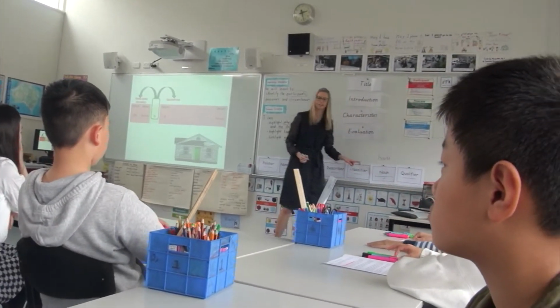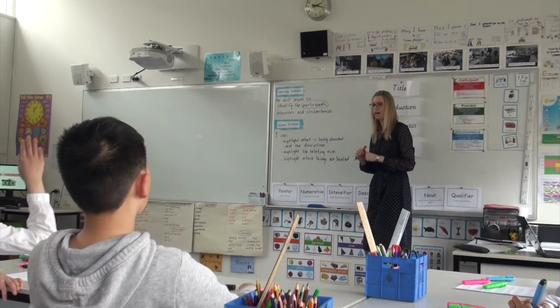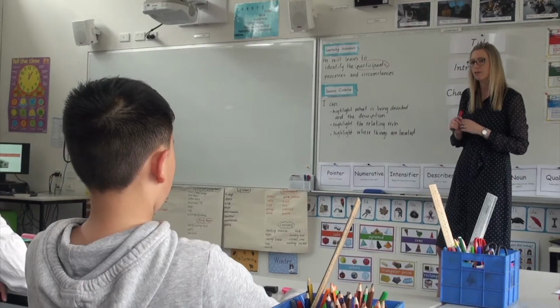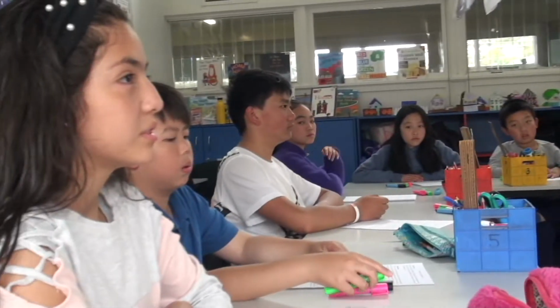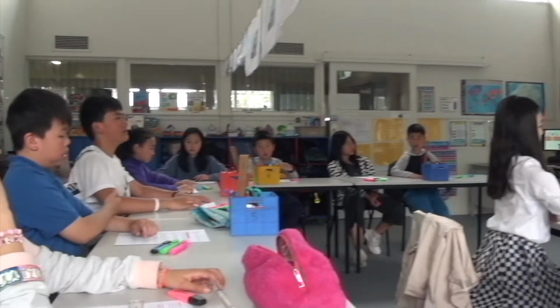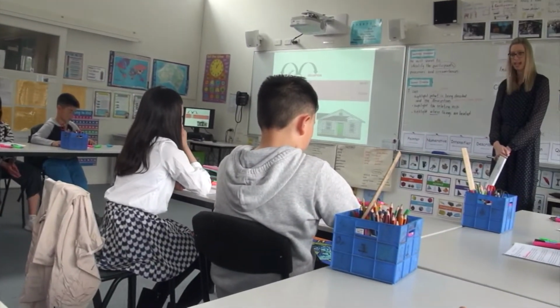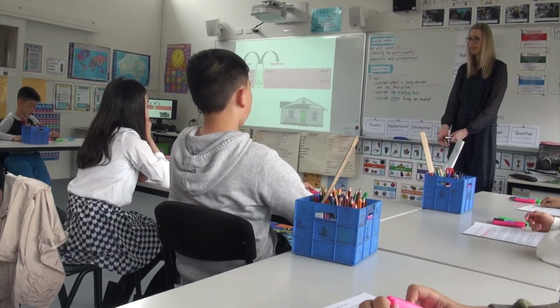The class now looks in greater detail at how the participants are represented by the noun group, as outlined in the English curriculum. What is a participant? Gabby, what do you think? Noun groups. What type of house is it? Thomas. One-story, wooden. So wooden is what kind of house it is, and also what kind it is?